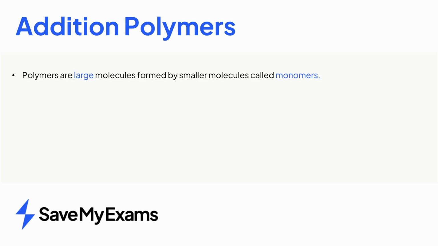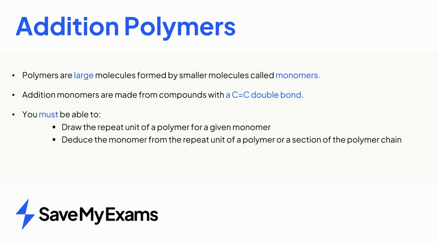To summarise, many monomers will join together to form a large molecule called a polymer. Addition polymers are formed from compounds such as alkenes, which have a carbon-carbon double bond. You must be able to draw the repeat unit of a polymer for any given monomer, and also deduce the monomer from the repeat unit of a polymer or from the section of the polymer chain.